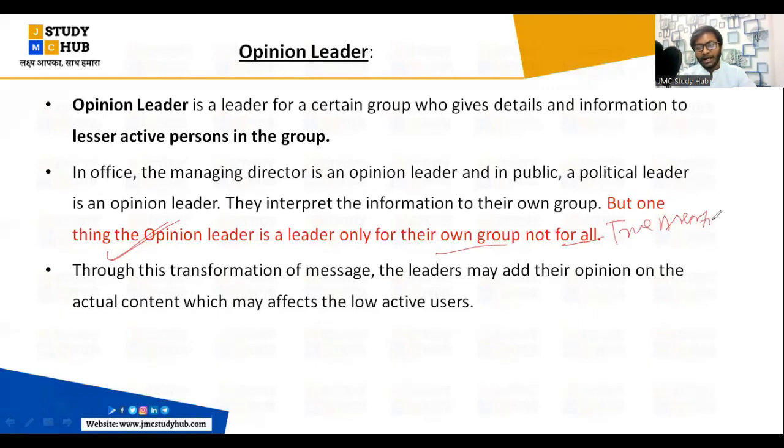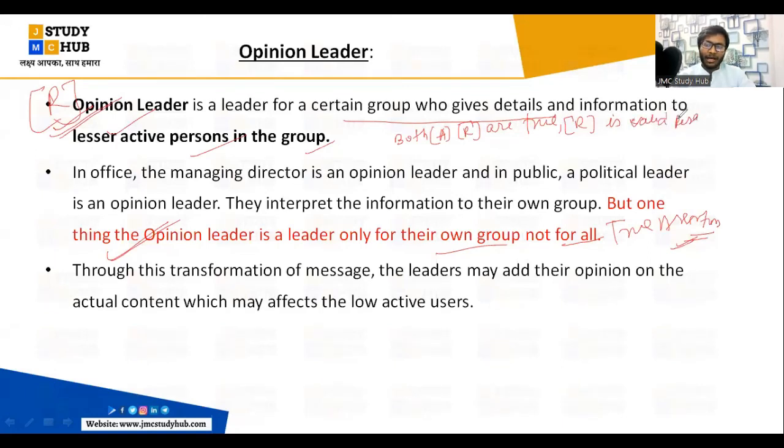Okay. And what will be the reason? Reason will be that, this is R, that opinion leader is a leader for certain group who gives a detail and information to the lesser active person in the group. So both A and R are true, and R is the valid reason or satisfying the reason. R is the valid or great explanation of A. Okay. So this is how assertion reason type questions are asked.